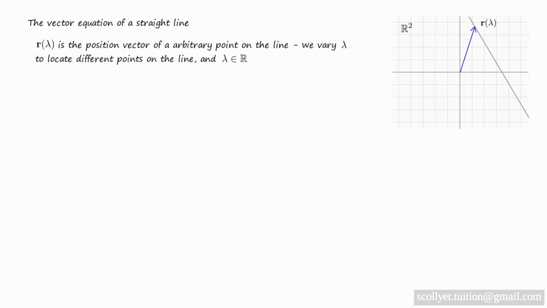First, we're going to review how we describe straight lines using vector equations. So here in the diagram, we have a picture of R2 with a line. Any point on the line corresponds to a position vector, r of lambda. So r of lambda is the position vector of an arbitrary point on the line. We vary lambda to locate different points on the line, and lambda can be any real number. So for example, the position vectors r of 0, r of 1, r of 2, r of 2.5 are as shown on the diagram.